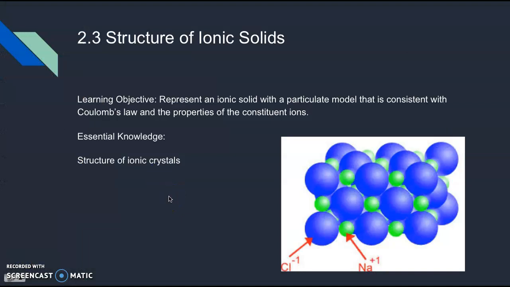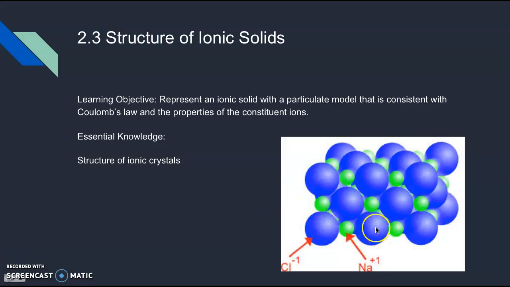Okay, and then we have 2.3 on structure of ionic solids. The learning objective is represent an ionic solid with a particulate model that is consistent with Coulomb's law and the properties of the constituent ions. So the essential knowledge is you just want to understand the structure of ionic solids. It's positive ions surrounded by negative ions.